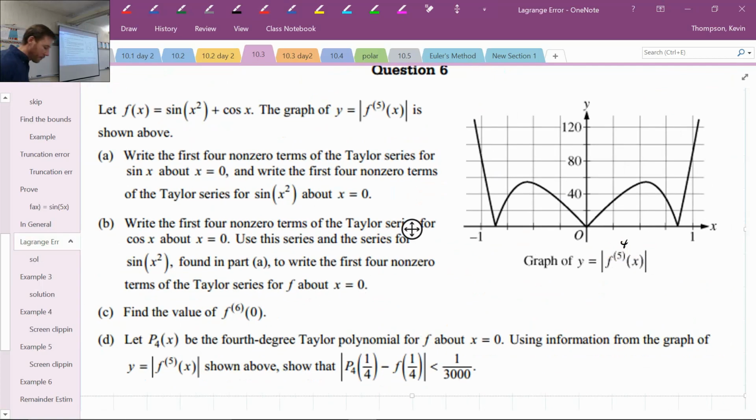Now we need the graph. It says, let P sub 4 be the fourth degree Taylor polynomial for f about x equals 0. Using the information from the graph of y equals this fifth derivative, show that the absolute value of P4 evaluated at a quarter minus f of a quarter is less than 1/3000th.